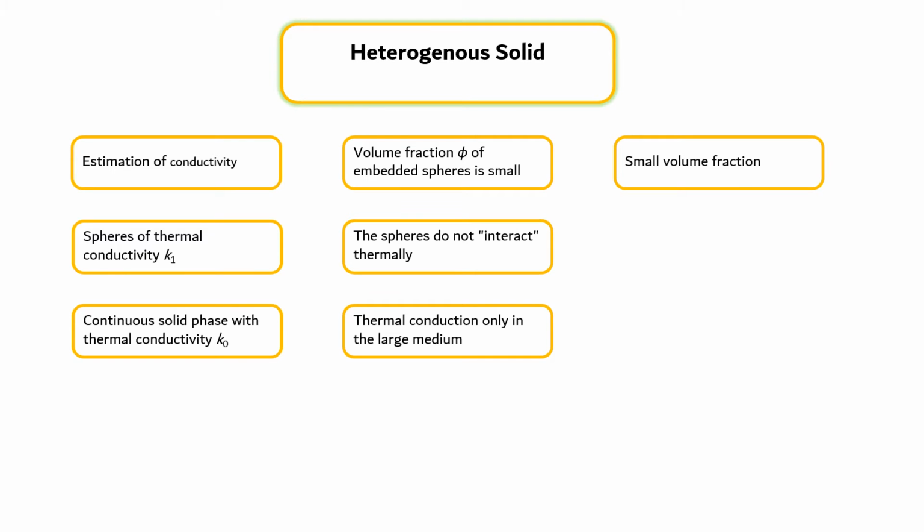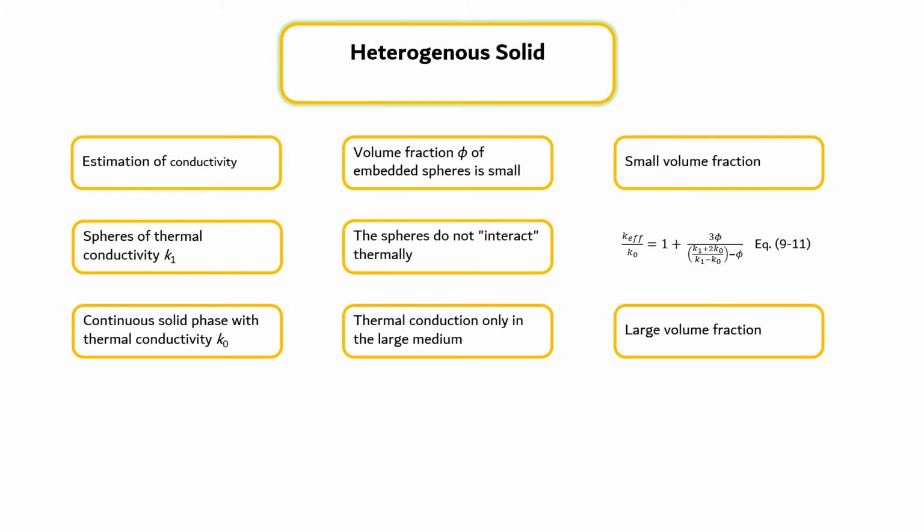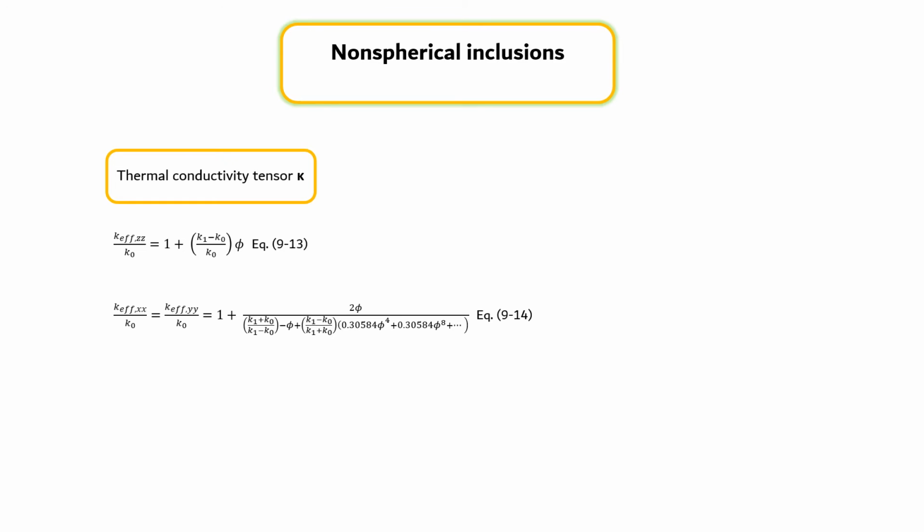Maxwell showed that the effective thermal conductivity for small volume fraction can be expressed by equation 9.11. For large volume fraction, the thermal conductivity of the composite is given by equation 9.12, as proposed by Rayleigh. For square arrays of long cylinders parallel to the z-axis, Rayleigh showed that the thermal conductivity tensor components are given by equations 9.13 and 9.14. That is, the composite solid containing aligned embedded cylinders is anisotropic.